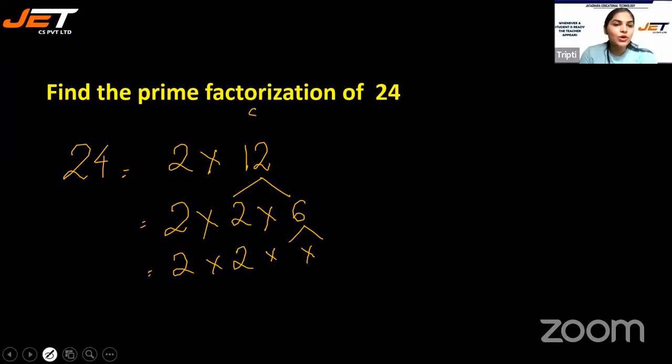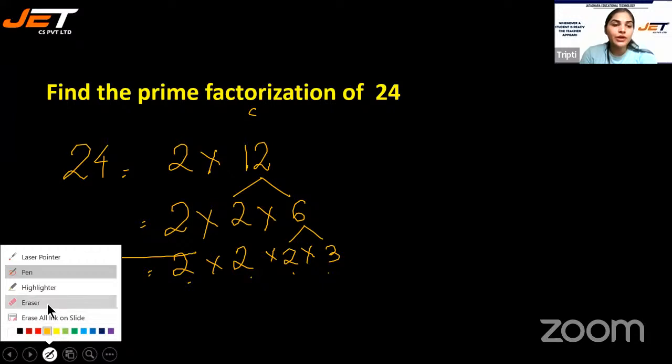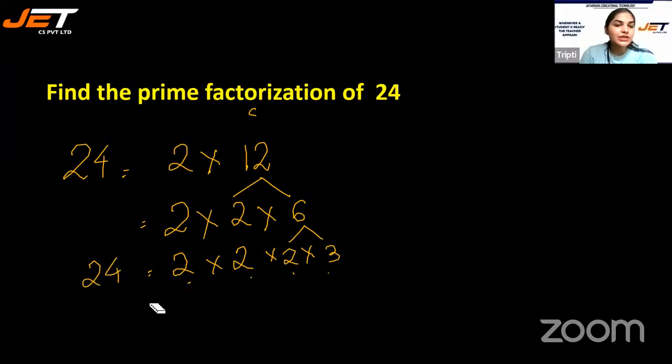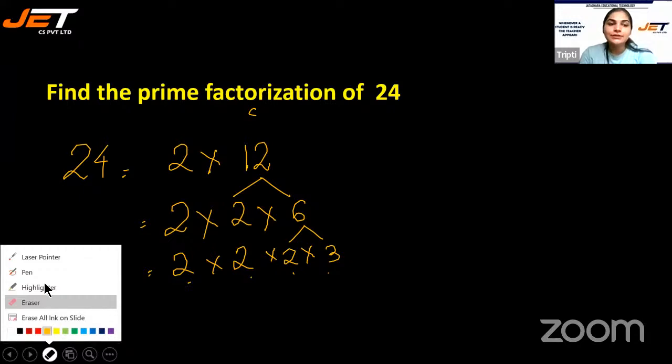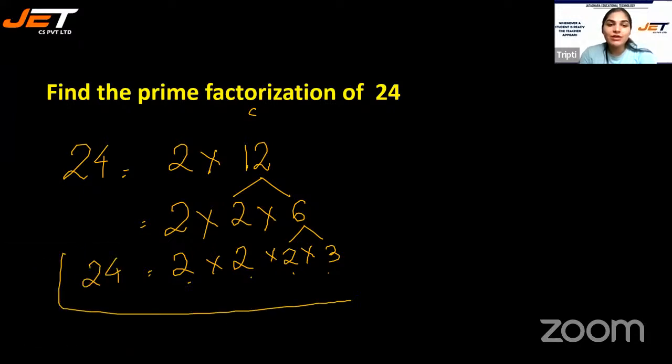So this is what we call prime factorization of 24. If you multiply it, normally 2 times 2 is 4, 4 times 2 is 8, 8 times 3 is 24. The prime factorization of 24 is 2 times 2 times 2 times 3. Clear? So that's how you are supposed to do this.